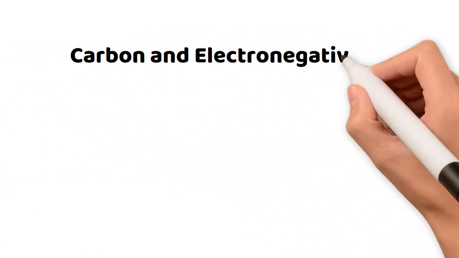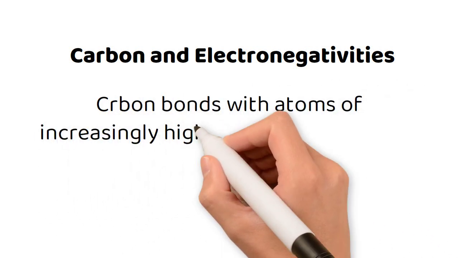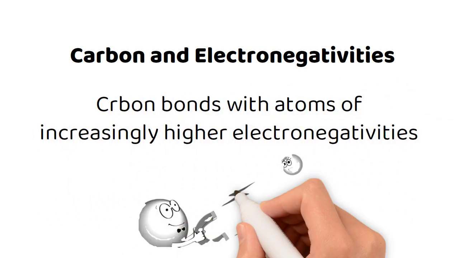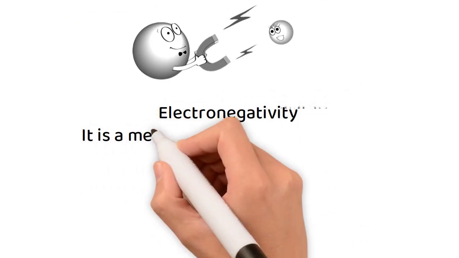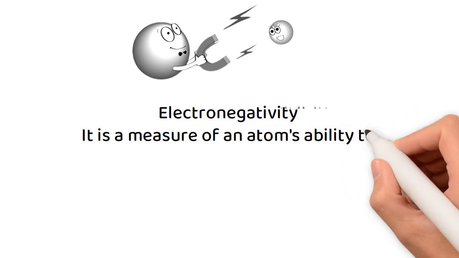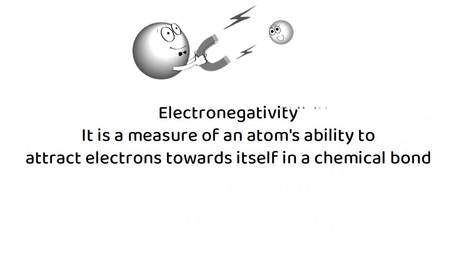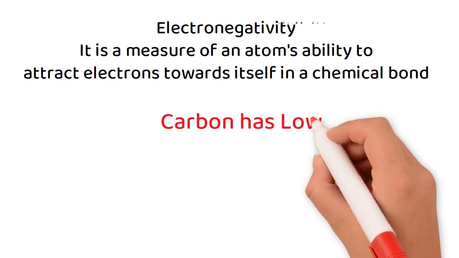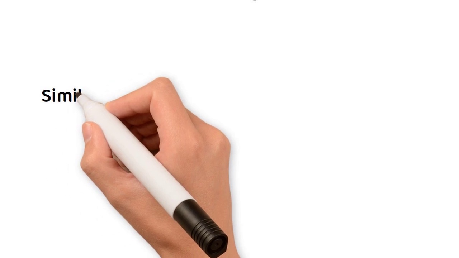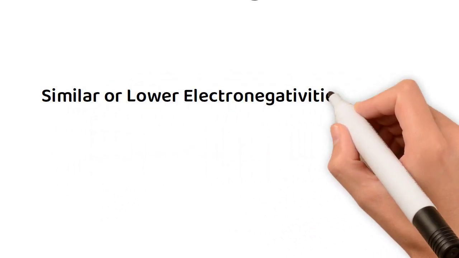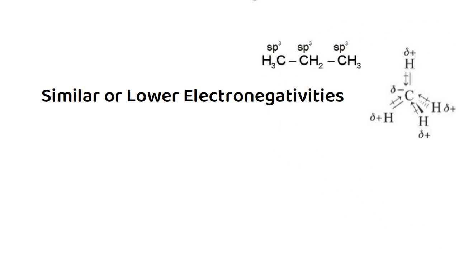Carbon and electronegativities. As carbon bonds with atoms of increasingly higher electronegativities, the polarity of the bond increases. This is because electronegativity is a measure of an atom's ability to attract electrons towards itself in a chemical bond. Carbon, which has a relatively low electronegativity, forms nonpolar covalent bonds with other elements with similar or lower electronegativities, such as hydrogen and other carbon atoms.